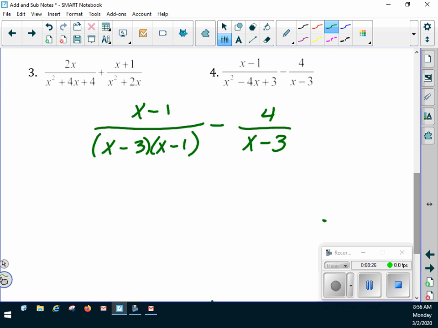Now I want to say one thing to you right now that I think will help you. I could rewrite minus as plus a negative, and I think if you do that, that will help you a lot. So what I'm going to do just right here is I'm going to put plus negative 4.